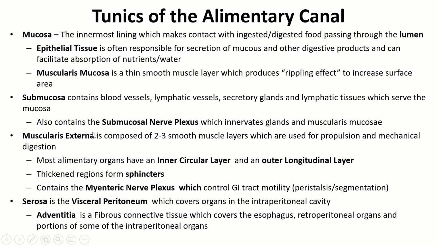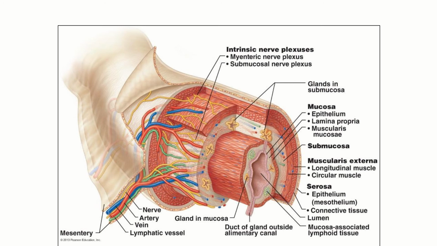Then you move to the muscularis externa. This is between 2 and 3 smooth muscle layers, and they're used for propulsion and mechanical digestion. Typically, you'll have an inner circular layer and an outer longitudinal layer. At thickened regions, the muscularis forms sphincters, which regulate entry or exit of food from a particular organ. And this is going to be controlled by a myenteric nerve plexus. Myo means muscle.